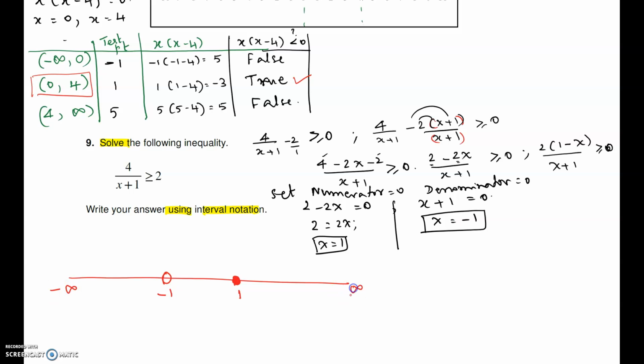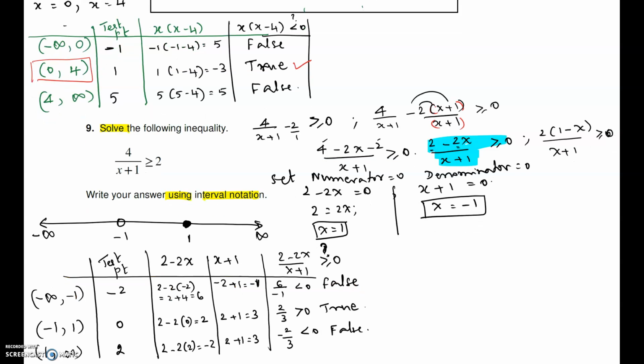Now we have 3 intervals as in the earlier problem: -∞ to -1, -1 to 1, and 1 through infinity. Now the inequality that we have to check is whether (2 minus 2x) over (x plus 1) is greater than or equal to 0 or not. So we are going to create a table and check the inequality. Now we have a table here.